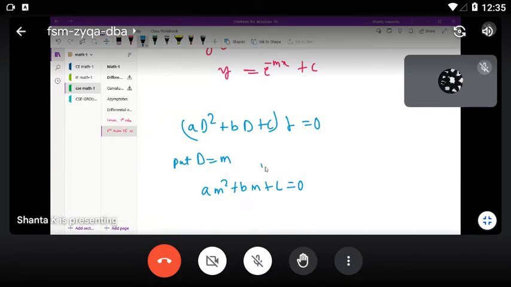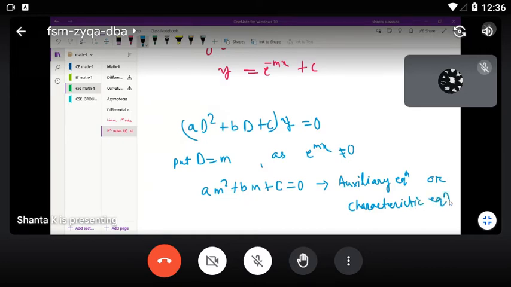Why? Because e power mx is always positive. Okay. And y is the solution, y will be of the form e power mx, right? So here we can get this, and this one is known as the auxiliary equation or characteristic equation, and after solving that you will be getting the solution.